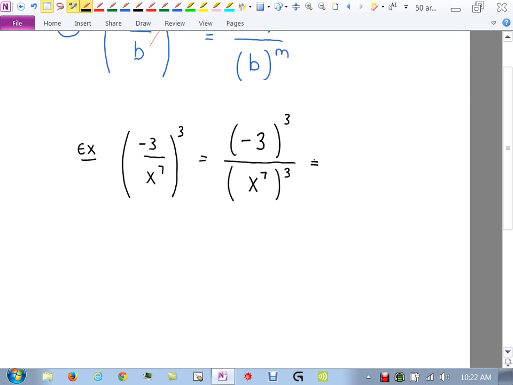Let's do the numerator first. What's -3 cubed? -27, because that's -3 times -3 times -3. So -27 over x to the 21st power, because you're just multiplying 7 times 3. And that's your answer.